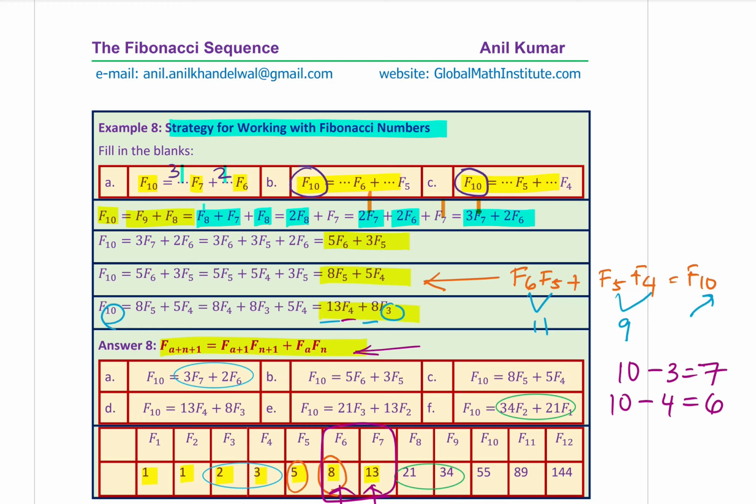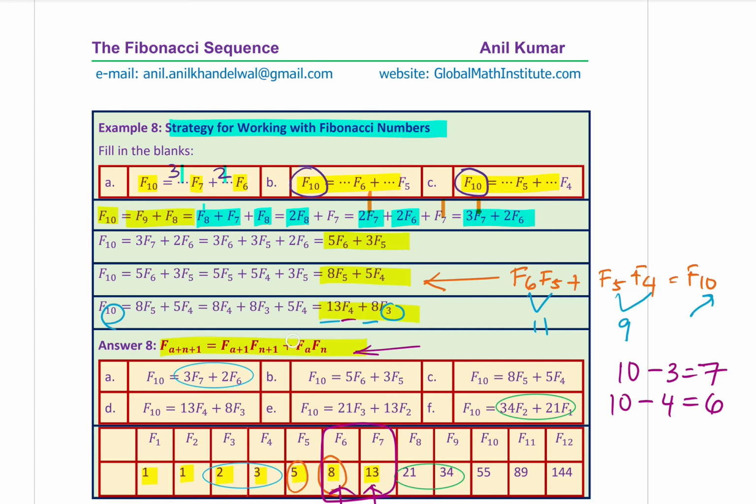Very, very important formula. So I'd like you to pause the video at this stage. Copy this formula, right? F of m plus n plus 1 is equal to F of m plus 1 times F of n plus 1 plus F of m times F of n, right?